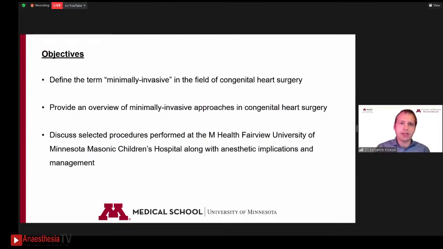So for the objectives of my talk, first of all, I would like to define the term minimally invasive cardiac surgery, and especially how it relates to the field of congenital heart disease. Then I would like to provide an overview of minimally invasive approaches in congenital heart disease that have been reported. Part of them are performed at our institution, and part are reported with good results in the literature. And then lastly, I want to go, as a case-based study, into selected procedures that we have performed at our institution, and highlight a couple of the major anesthetic implications and management in regards to that.